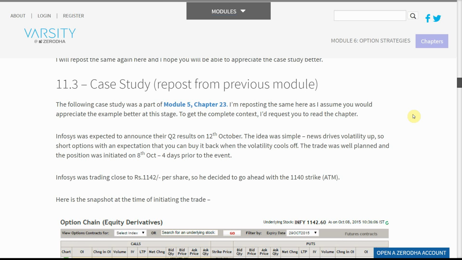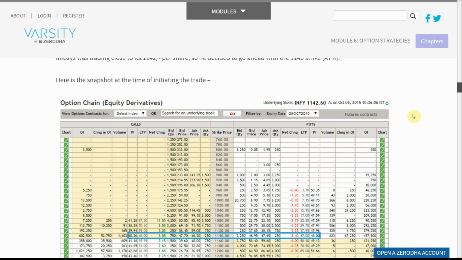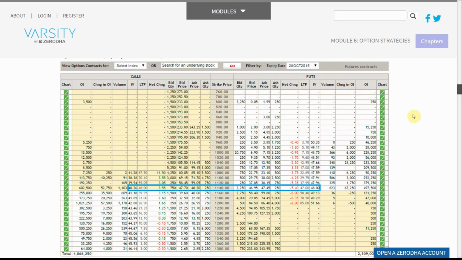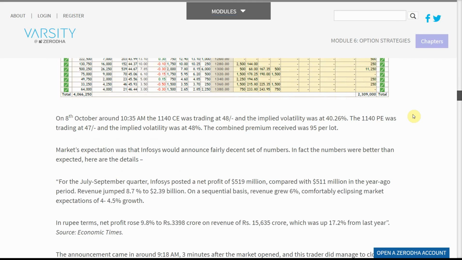Here is the snapshot at the time of initiating the trade. On the 8th of October around 10:35 a.m. the 1140 CE was trading at 48 and the implied volatility was at 40.26%. The 1140 PE was trading at 47 and the implied volatility was at 48%. The combined premium received was 95 per lot. Market's expectation was that Infosys would announce a fairly decent set of numbers. In fact, the numbers were better than expected.